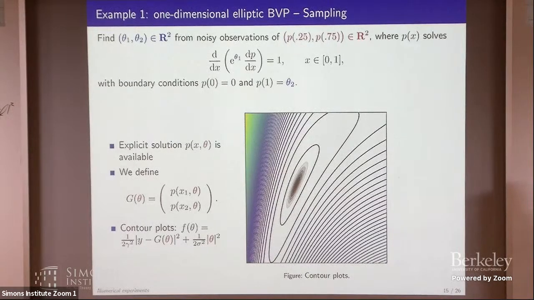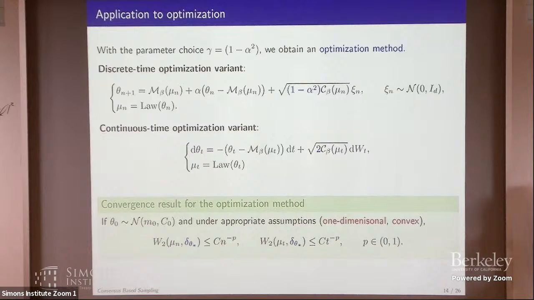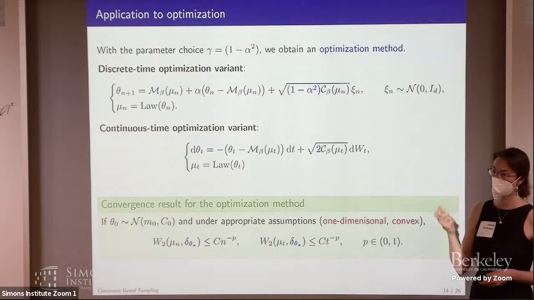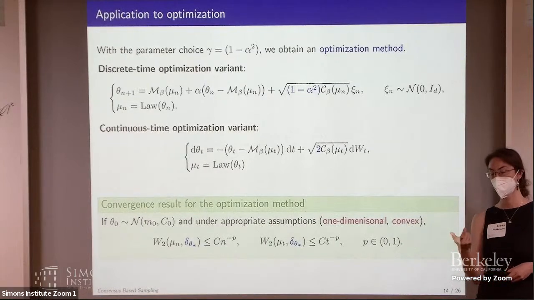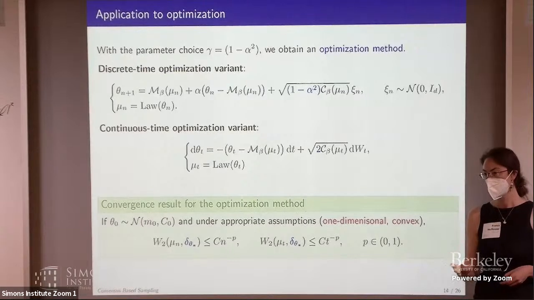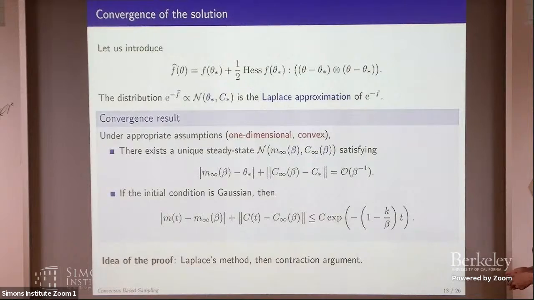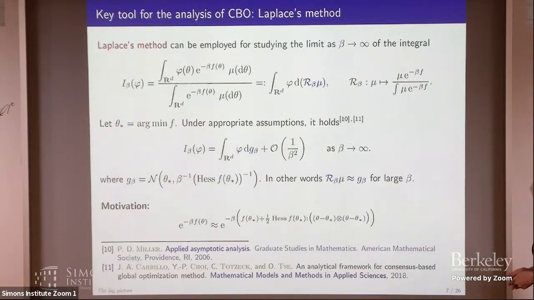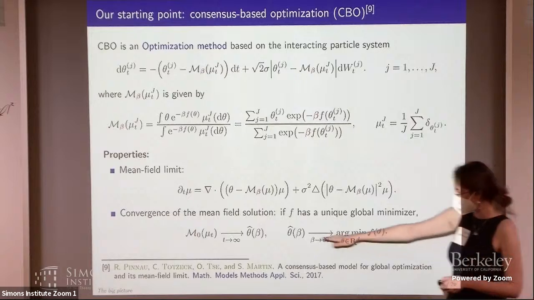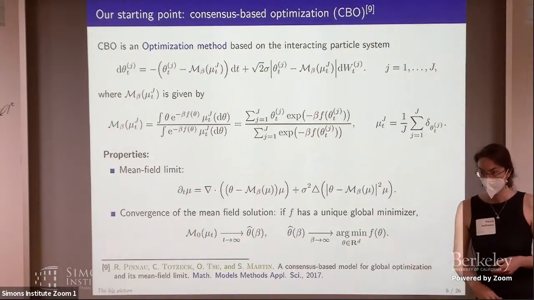Yes? So you said that with this choice, you obtain an optimization method. Why? Because in that case, you can check that the steady state of the model is actually a Gaussian of covariance 0. I mean, it's just a Dirac. And the Dirac sits exactly at, or converges to, theta star. I mean, this is very similar to what I showed you on the CBO method. It's basically this argument.